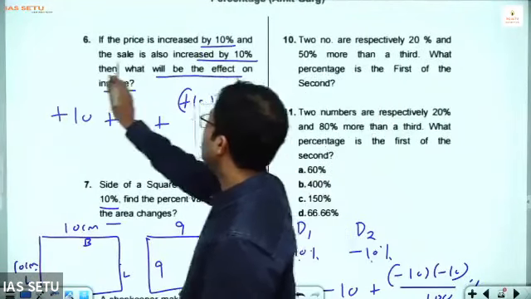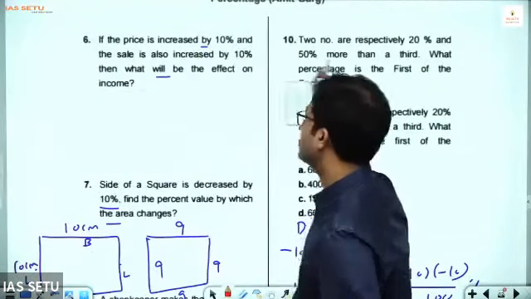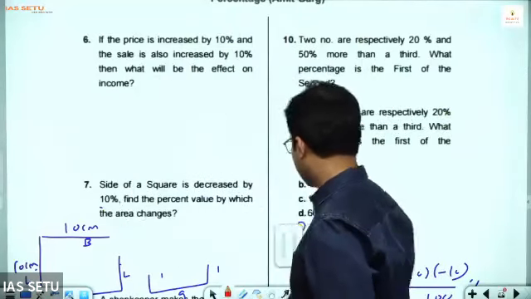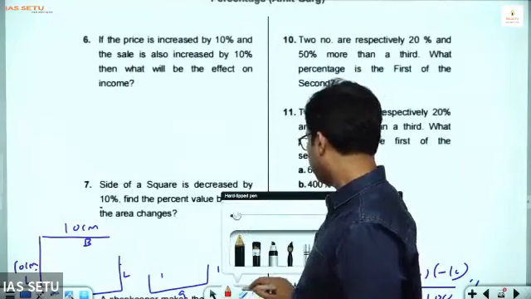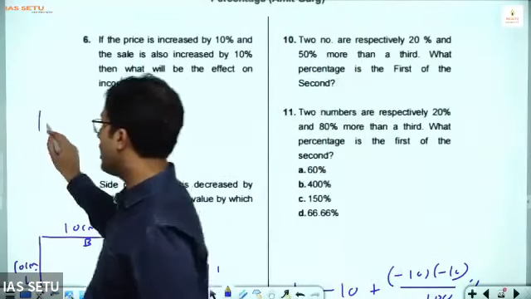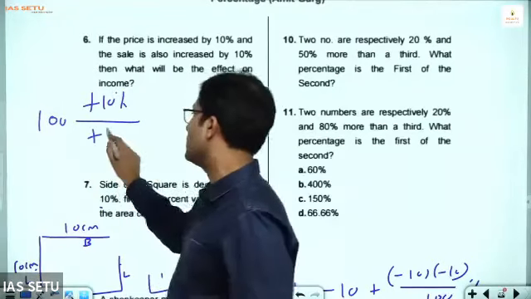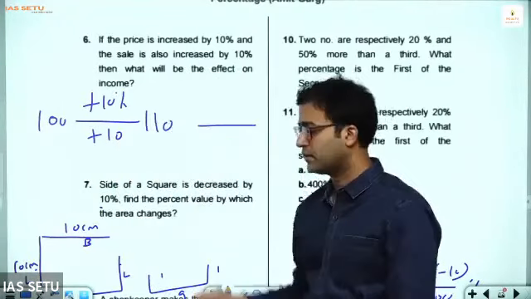Question number 6 here is, if the price is increased by 10% and sale is also increased by 10%, what will be the effect on income? Okay. So start with 100. Price increase by 10% means plus 10%, plus 10, it becomes 110.